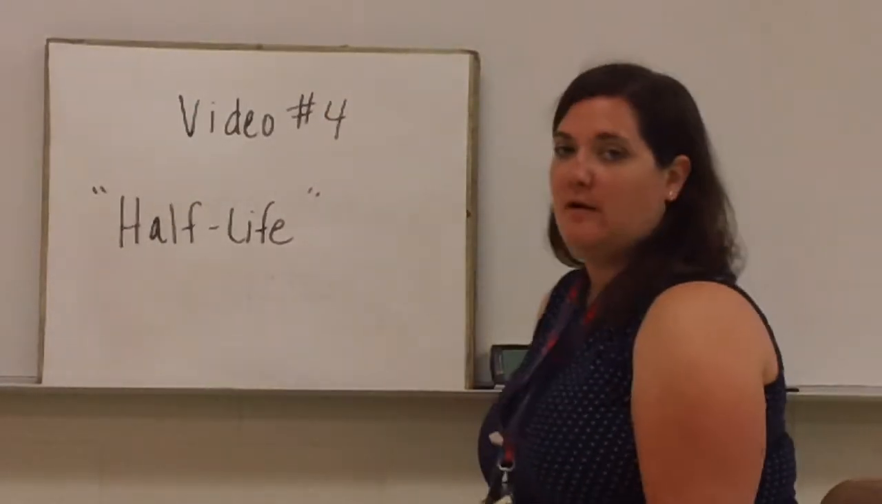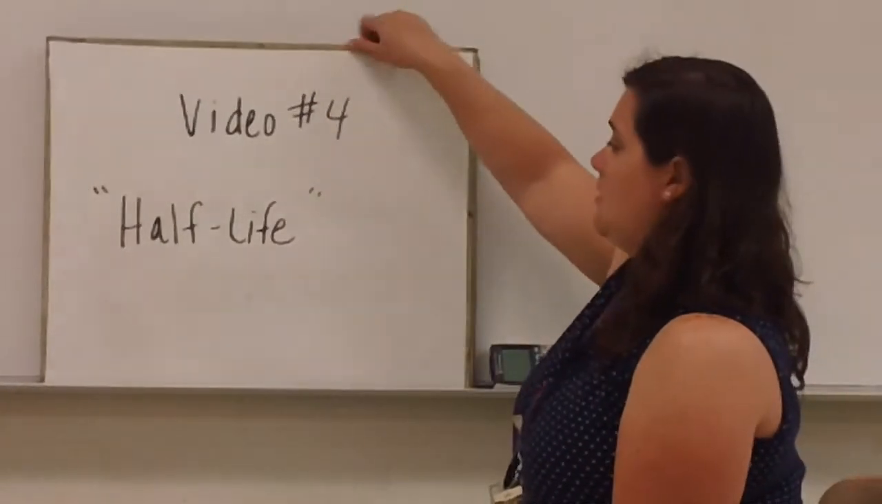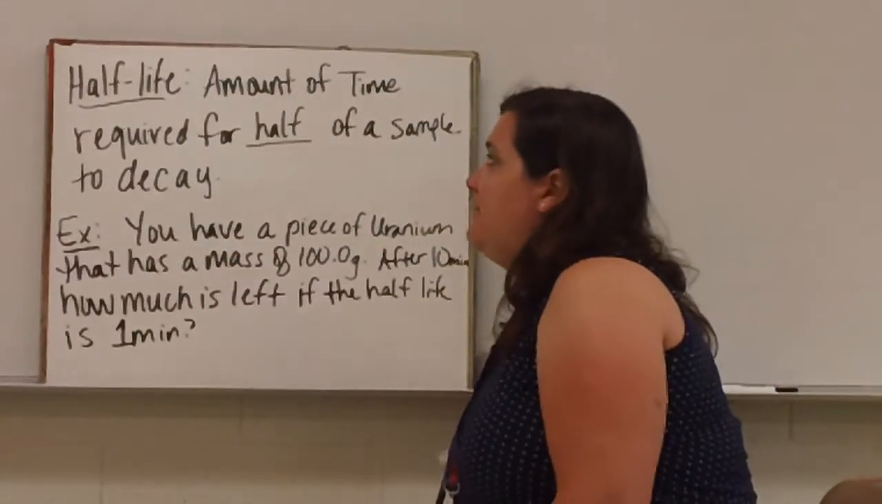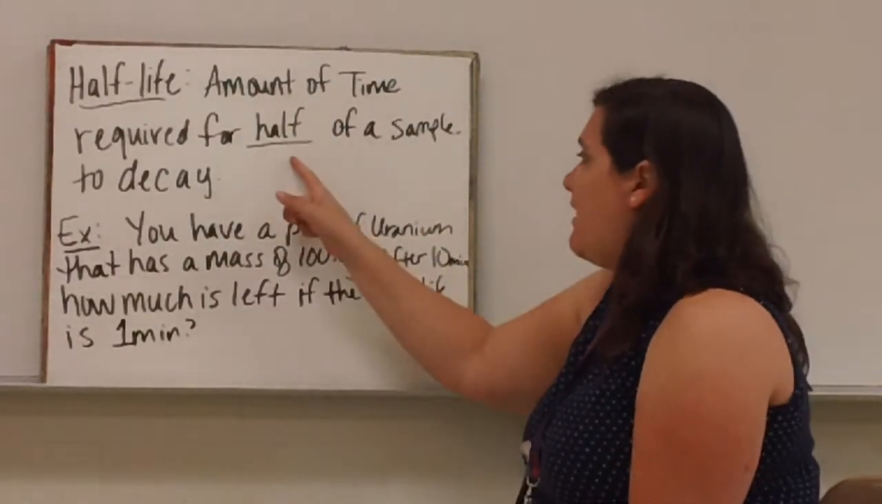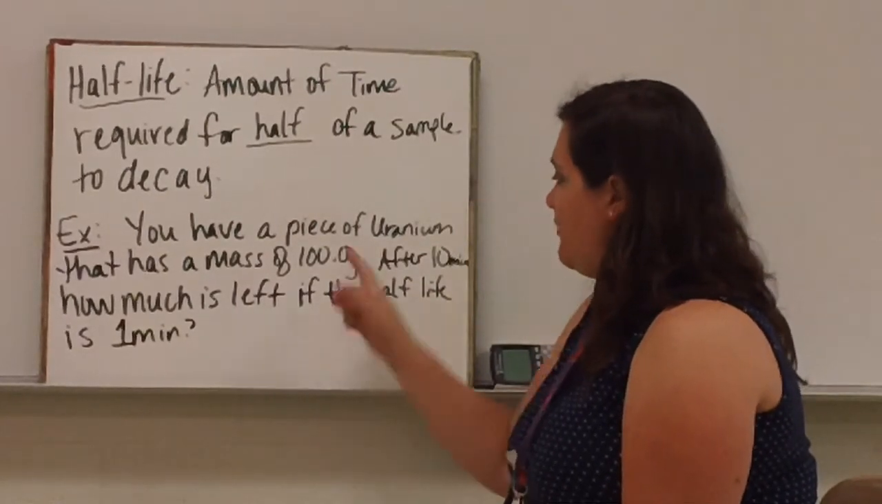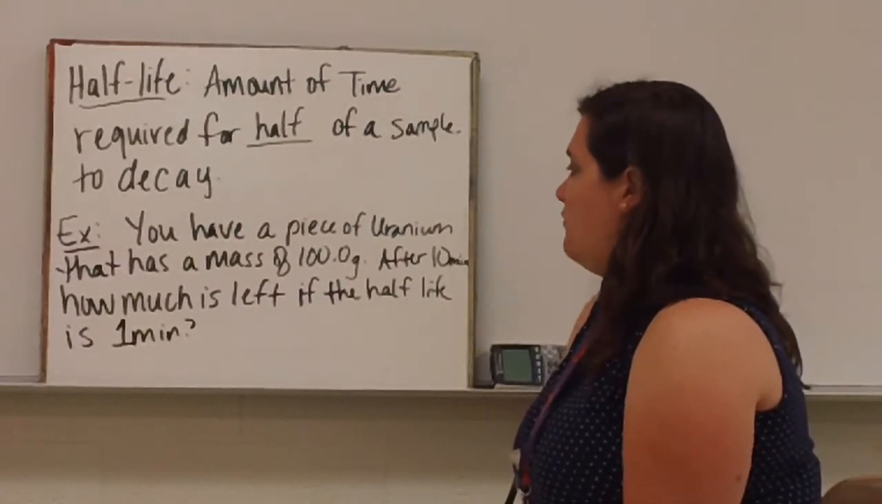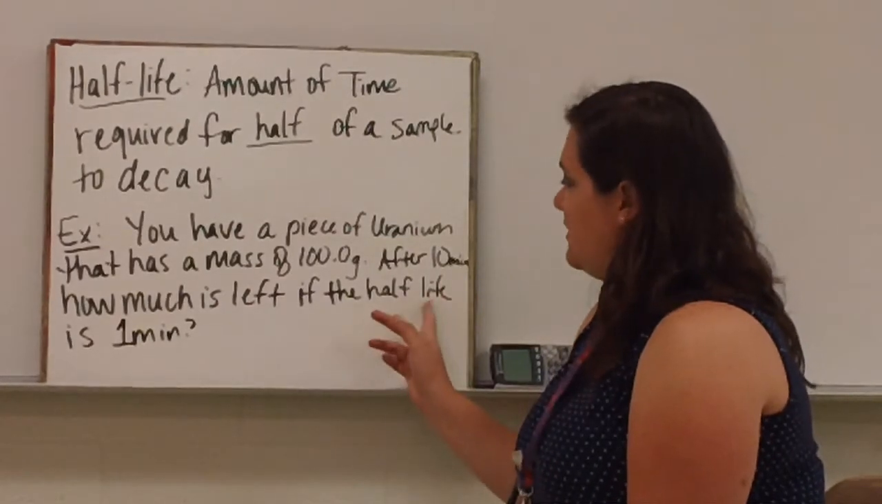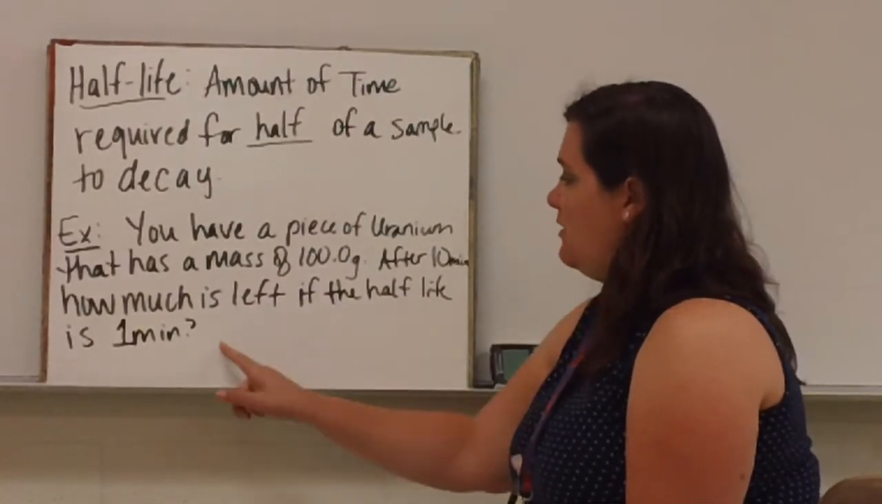Alright, today we're going to talk about half-life. Half-life is the amount of time required for half of a sample to decay. So, for example, if you have a piece of uranium that has a mass of 100 grams, after 10 minutes, how much is left if the half-life is 1 minute?